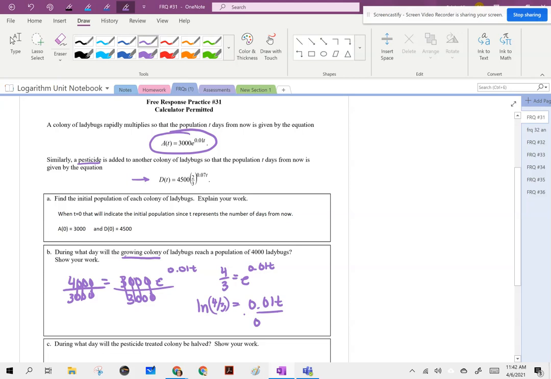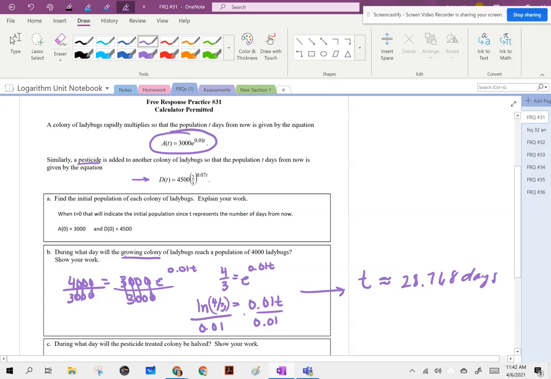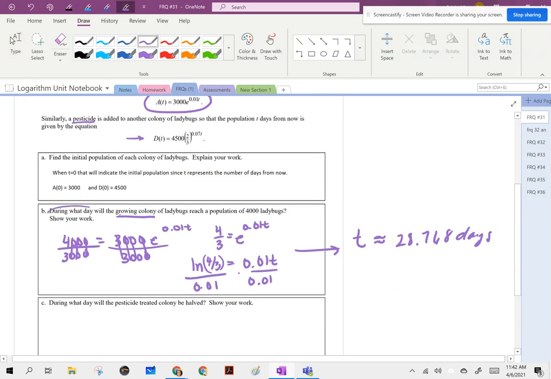Then I'm going to divide by 0.01. And so when you use your calculator, you're going to get T is approximately 28.768 days. All right, so you would want to be able to answer the question: during what day? So during the 28th day, the population will reach 4,000 ladybugs.